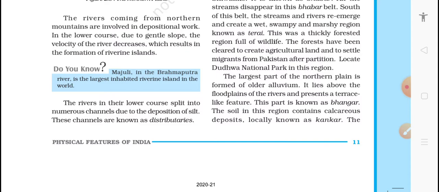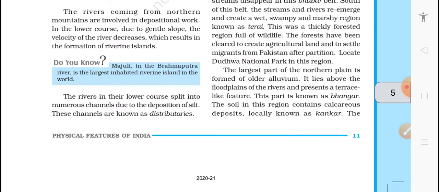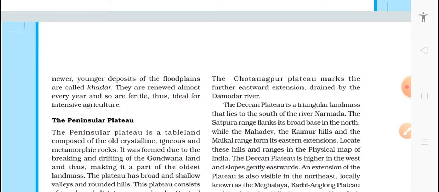The largest part of the northern plain is formed of old alluvium. So this alluvium is a soil which is very fertile for agriculture. It lies above the flood plain and presents terrace-like features. This part is known as Bhangar. So we have seen three words: Bhabar, Terai, Bhangar. The soil in this region contains calcareous deposits, locally known as kankar. The newer, younger deposits of the flood plain are called khadar. They are renewed almost every year and so are fertile, thus ideal for intensive agriculture.